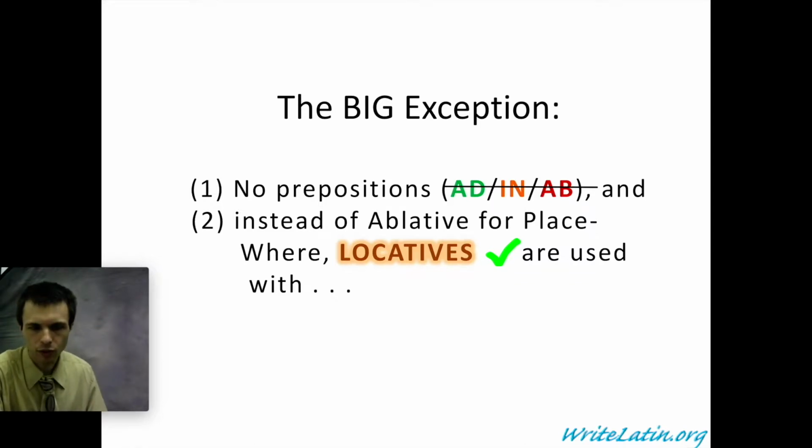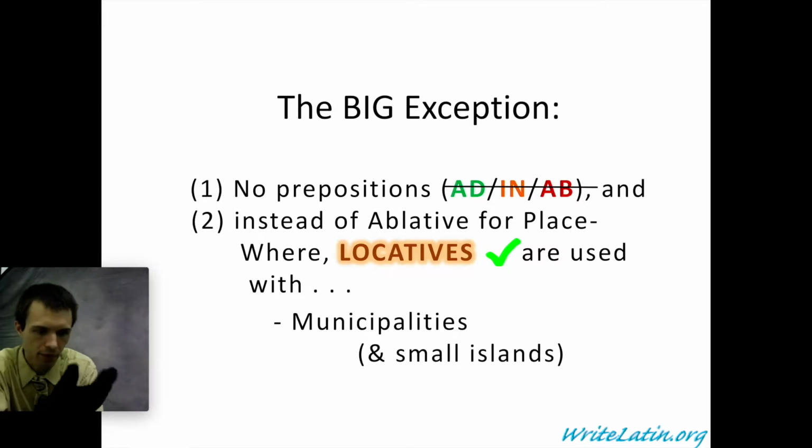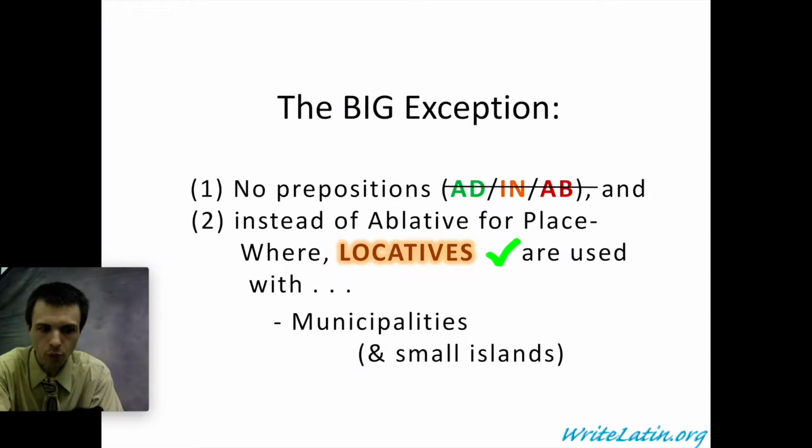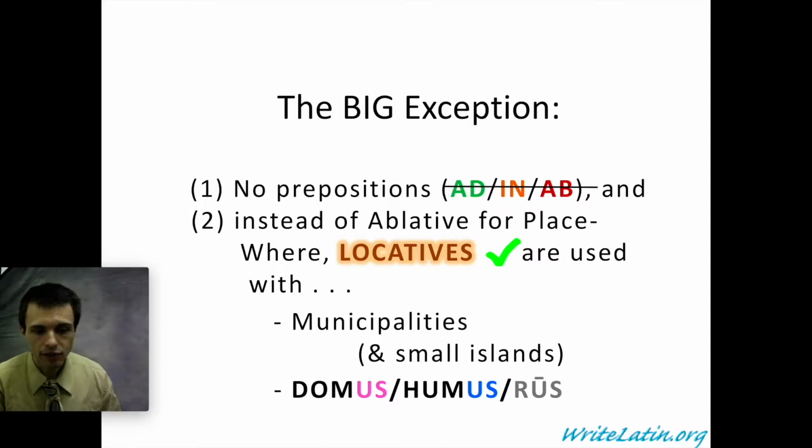So what kinds of words are you going to make these two changes for? Well, municipalities, in other words, cities or towns, and small islands, because they count as towns. Now, small islands are not any of these: not Sardinia, not Corsica, not Sicily, not Crete, not Cyprus, and not Britain. Those islands count as whole provinces, and you don't use those. You only use tiny little islands that count as cities. So basically, you can think of it as just municipalities. And then you're also going to make these two exceptions for the three weird words: domus, house, humus, ground, and rus, countryside. But we're going to start with municipalities.